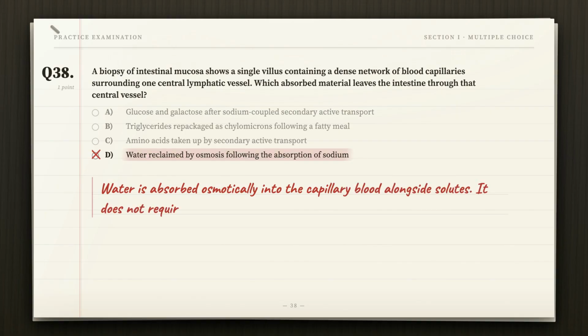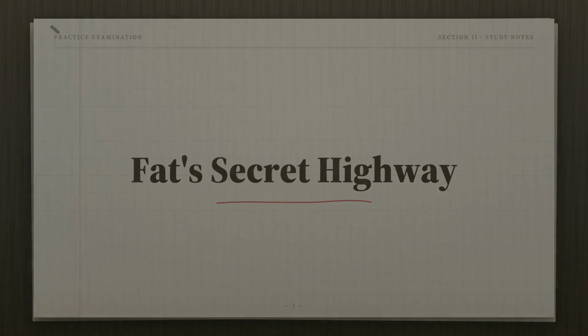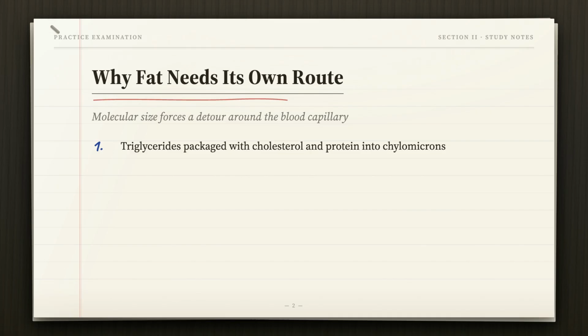It does not require the lymphatic route. In 1622, Gaspare Aselli opened a well-fed dog and found milky white vessels running through its mesentery. He had discovered the lacteals, and the milkiness was chylomicrons, revealing that fat leaves the intestine by a completely different route than everything else. The reason for the separate route is molecular size.